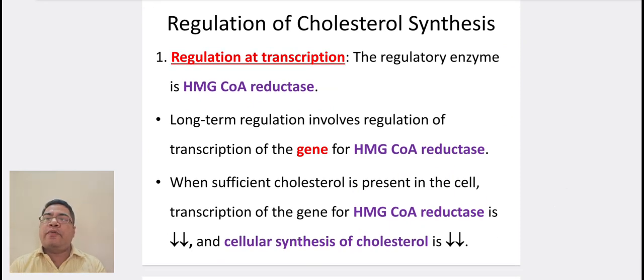Coming to regulation of cholesterol synthesis. Regulation of transcription: the regulatory enzyme is HMG-CoA reductase. Long-term regulation involves regulation of transcription of the gene for HMG-CoA reductase. When sufficient cholesterol is present in the cell, transcription of the gene for HMG reductase is reduced and cellular synthesis of cholesterol is also reduced.